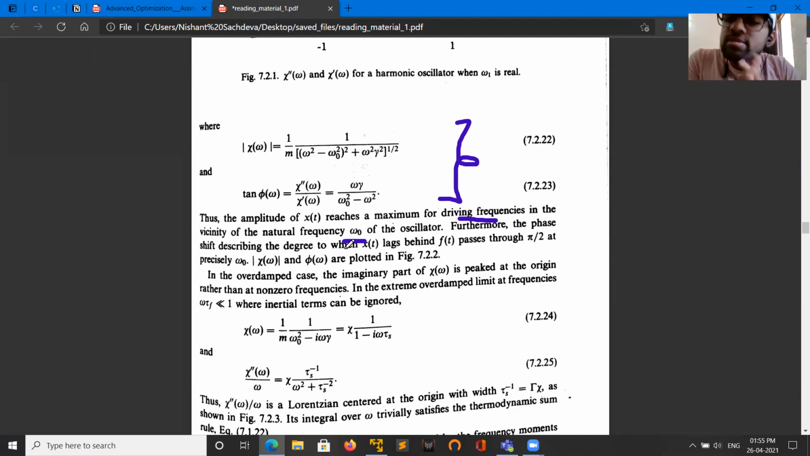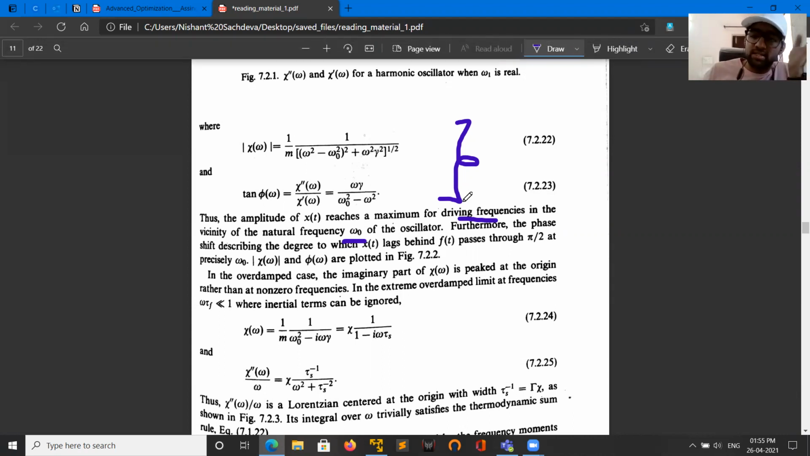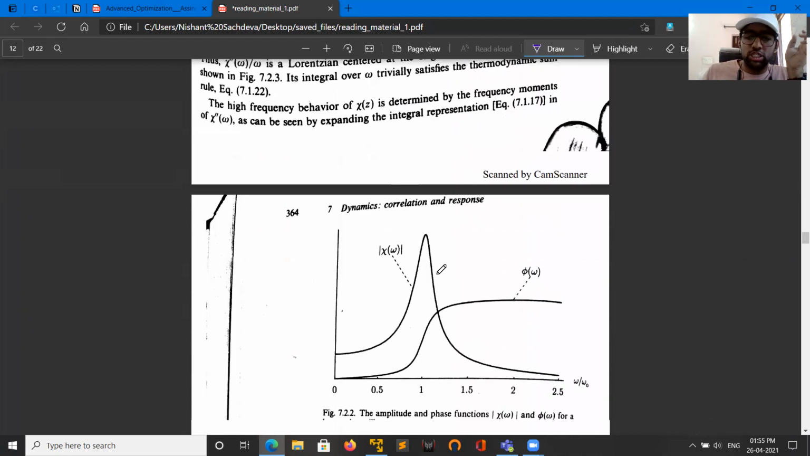Now imagine that. It comes from the mathematics, so we are missing out on that because we're not discussing the maths in detail, but it just comes there. So they've written it, so we say that. Furthermore, the phase shift describing the degree to which x of t lags behind f of t passes through pi by 2 at precisely omega naught. Hence, mod of capital X of omega and phi of omega are put in figure 7.2.2, which is here.